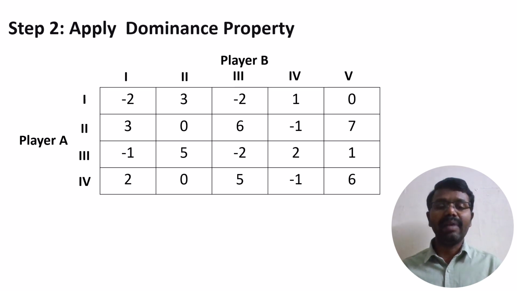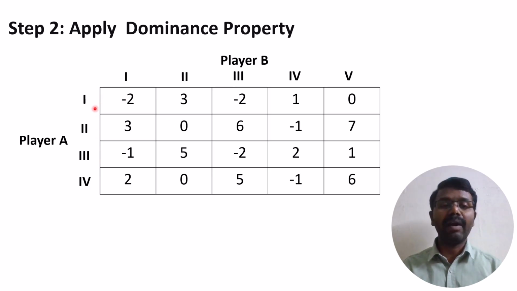So this is the payoff matrix, and we will apply the dominance property. First we will compare strategy 1 with strategy 2. Here strategy 2 is dominating strategy 1, and in the second column, if you observe the entries, the first strategy is dominating the second strategy. So neither strategy 1 nor strategy 2 is dominating the other.